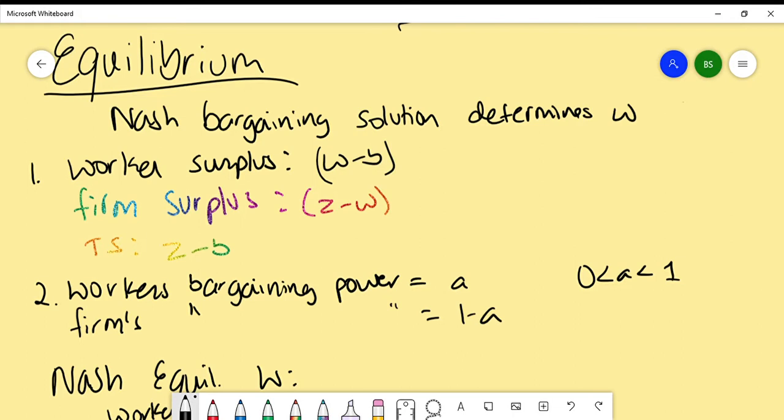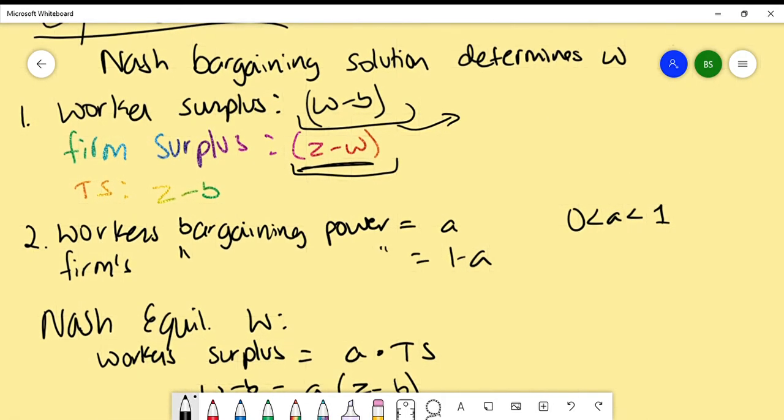Next, we have the firm surplus. The firm surplus is that whole Z minus W thing, the firm's profit per person. So profit per person is Z minus W, and for the worker, their profit is W minus B, because by working they're choosing to give up the EI benefit they would have received from the government. So the total surplus is the sum of these two, which is Z minus B.